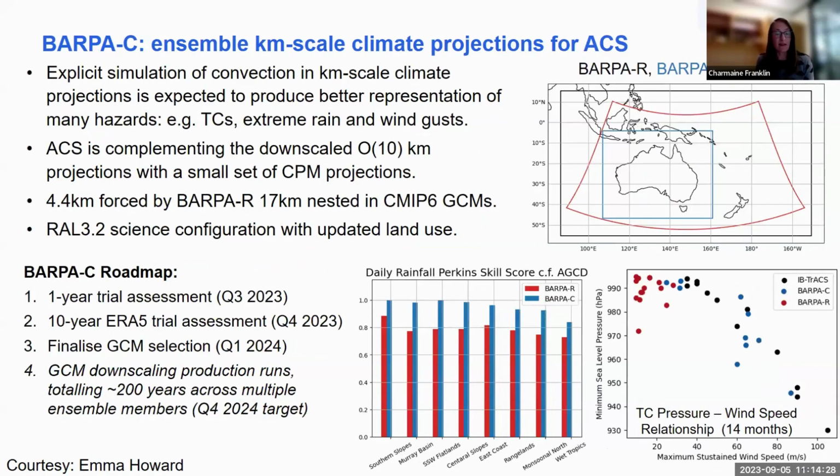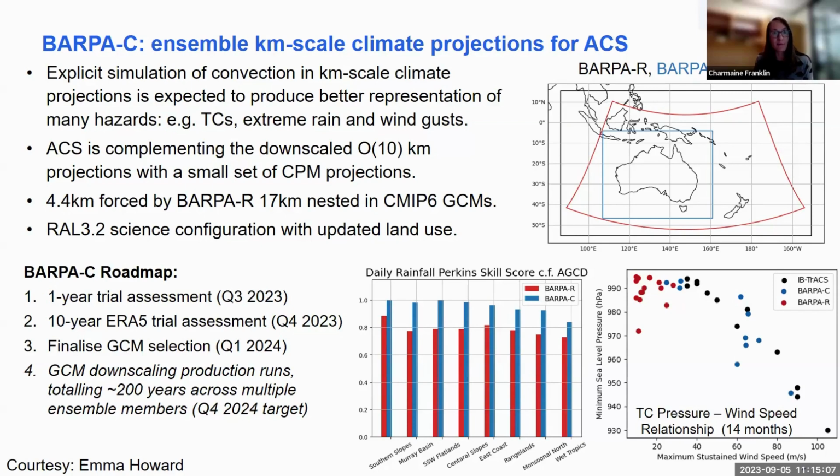So now we're looking at BARPA-C, which is the ensemble kilometre scale climate projections for ACS. By explicitly representing convection, we're expecting to see a better representation of many hazards, for example, TCs, extreme rain and wind gusts. So ACS is complementing the downscaled order 10 kilometre projections with a small set of these convection permitting projections. So this again is a 4.4 kilometre resolution system that's forced by BARPA-R, which is 17 kilometres, which is nested in various CMIP6 GCMs. And again, using the same science configuration and land use as ACCESS-A.